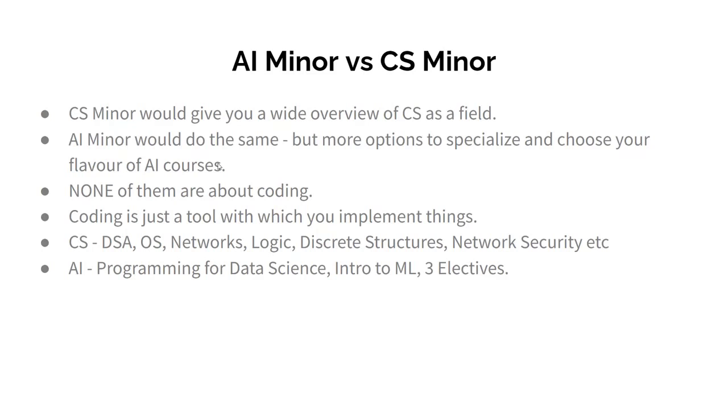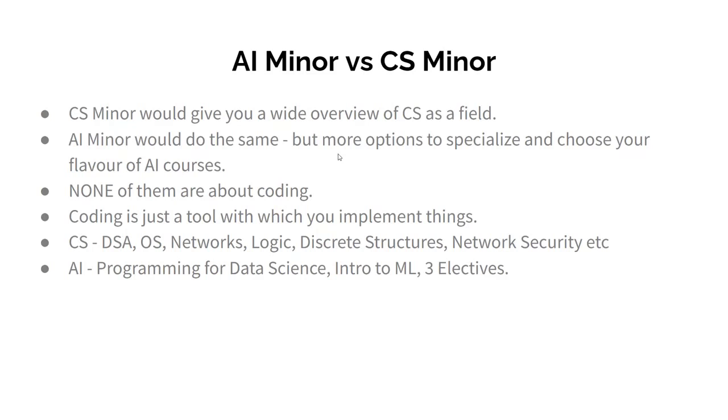An AI minor would of course do the same thing, but it would give you an overview or a view of AI as a field. Since AI is comparatively a narrow field, in my opinion, as compared to CS, you have many more options to choose a flavor of your minor, and you can specialize your minor really well into the area of application you're looking for.